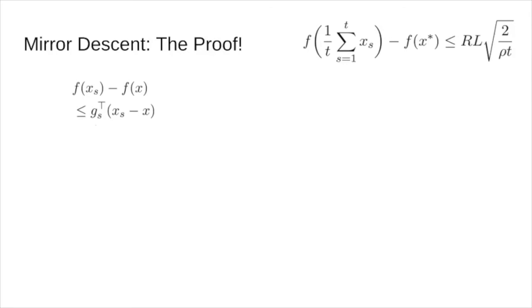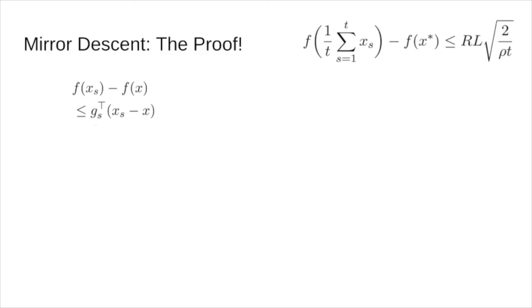Okay, so now the mirror descent proof. In the upper right hand corner is what we're going for, so we remember it. As you can see, at some point we're going to want to sum up all of the xs's over time to show this bound. And so we start with the difference between some xs, which is just some point on a trajectory, and this just regular x. We're going to take that to be x star later in the proof, so that it matches better with the thing in the upper right corner.